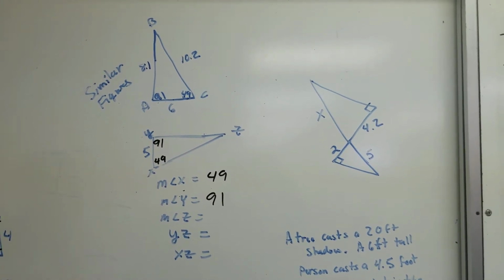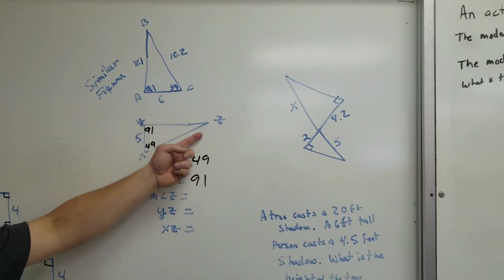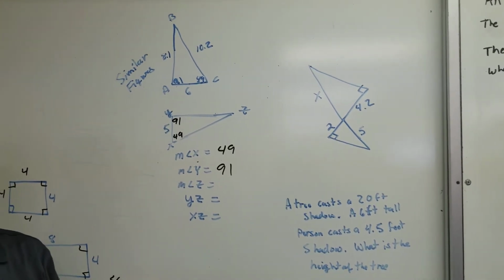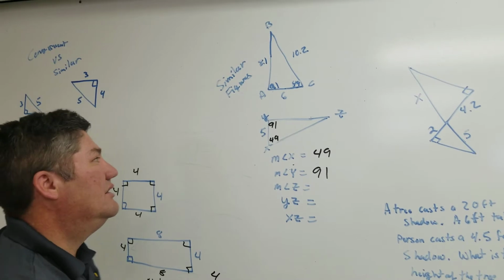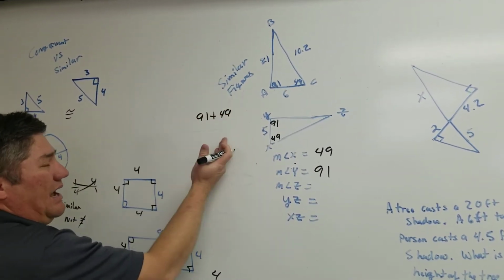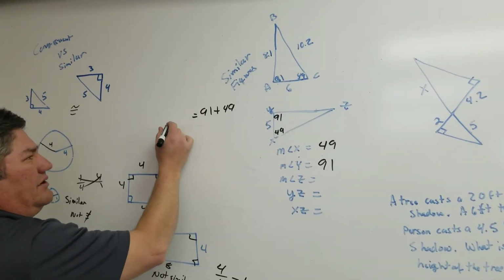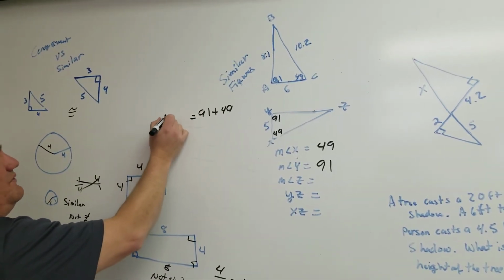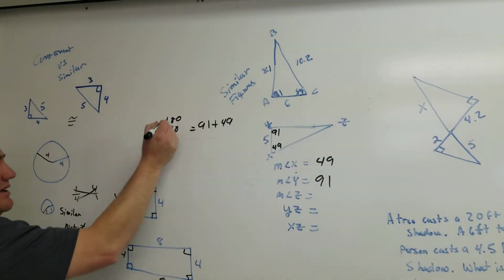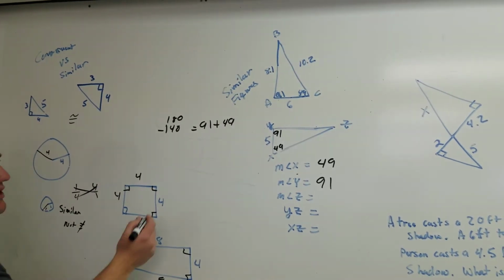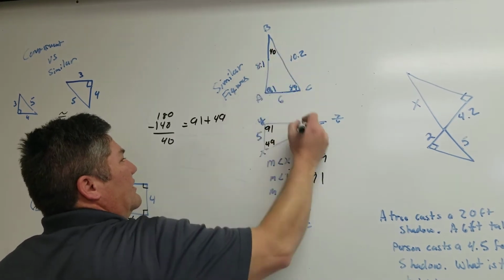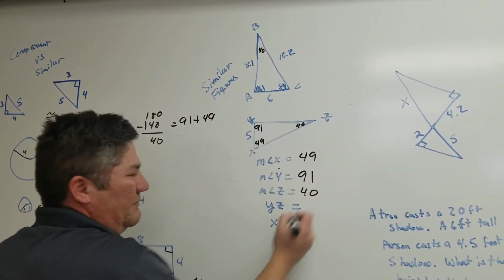Now, a lot of kids are like, well, they don't give me B, so how am I supposed to know Z? Well, you have to remember that all the angles of any triangle add up to what value? 180. So I'm going to take 91 plus 49 and add those together. That's going to give you 140, I believe. Is that right? Okay, and then I'm going to subtract that from 180. So 180 minus 140, that's pretty easy. That's going to be 40. So these two angles each have to be 40.